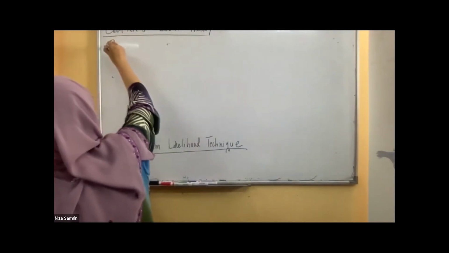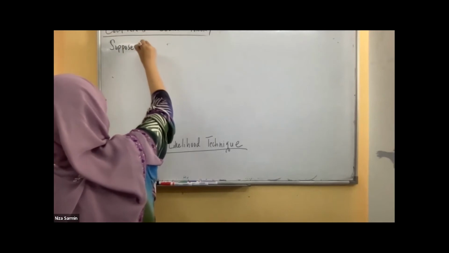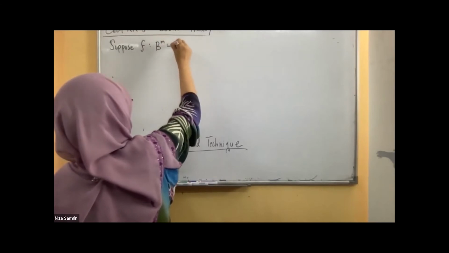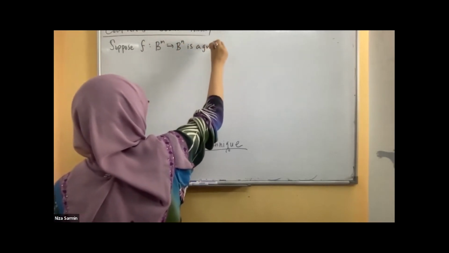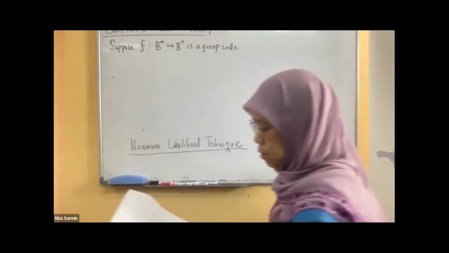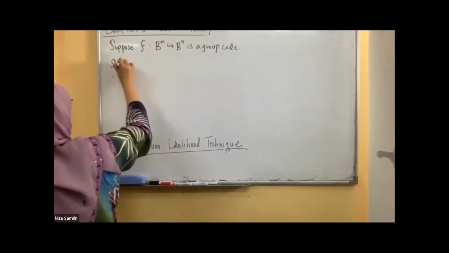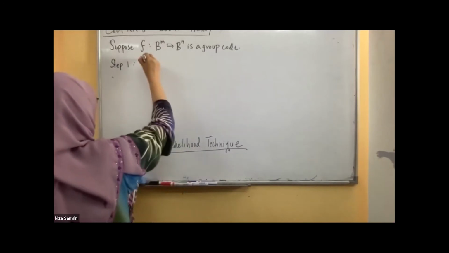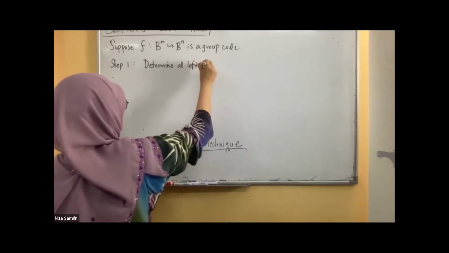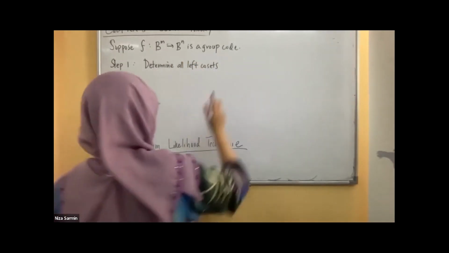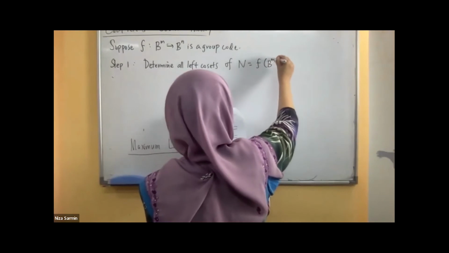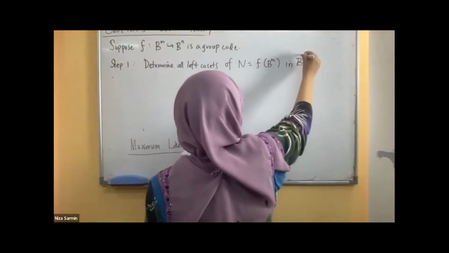So suppose F from B^m to B^n is a group, meaning it's a group code, yeah? Now the first step is step 1. Determine all left cosets of N, which is actually F of B^m, in B^n.